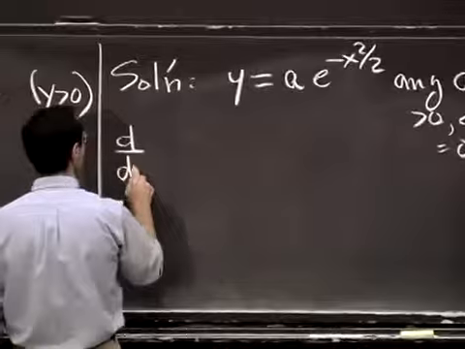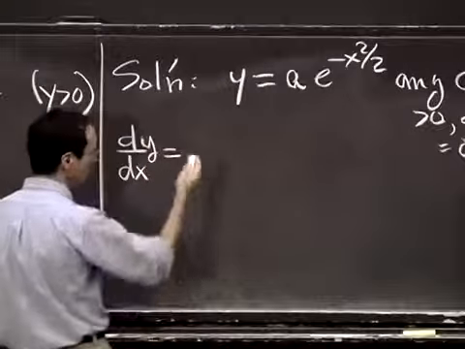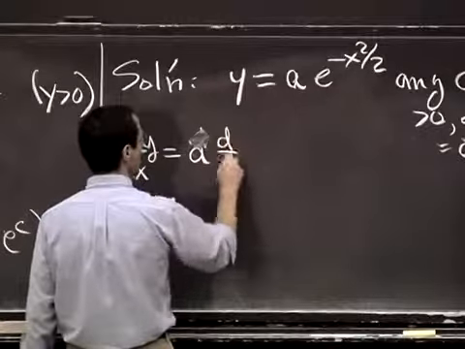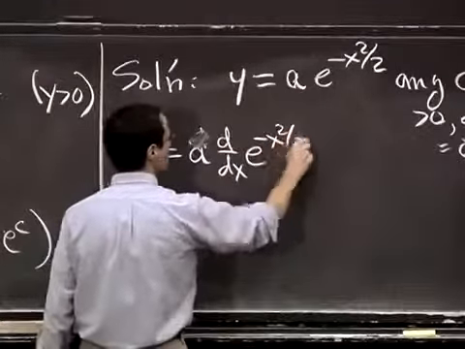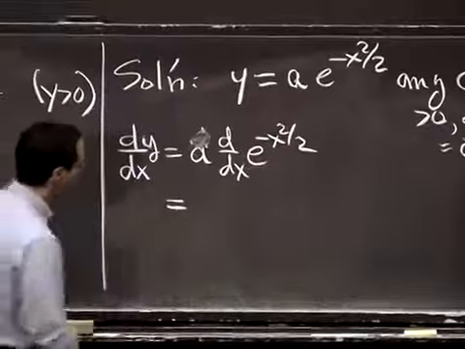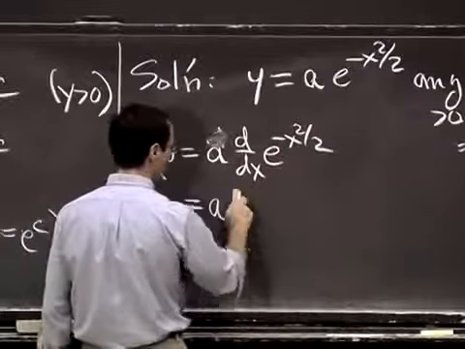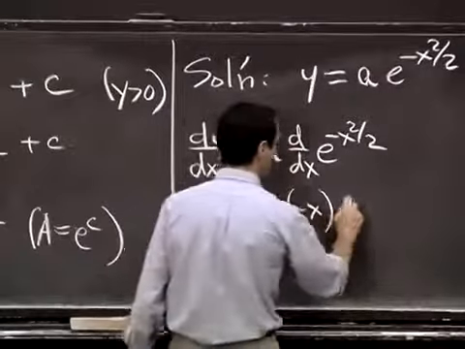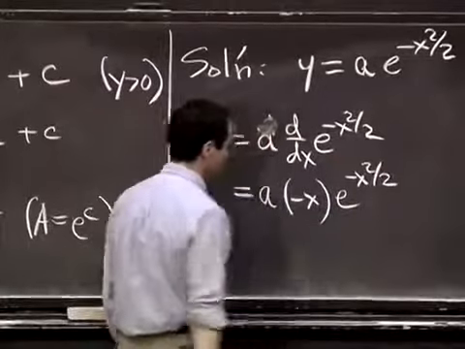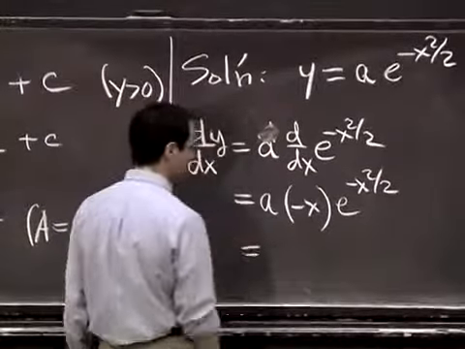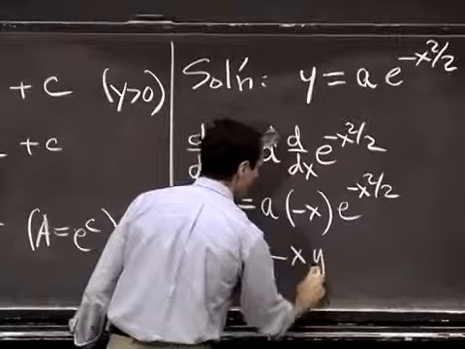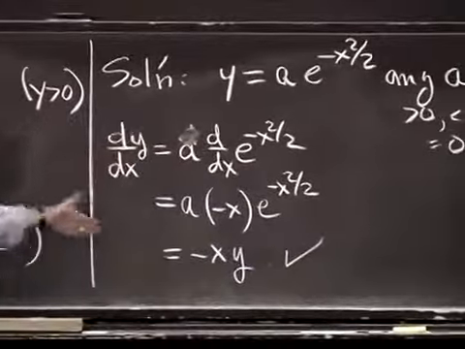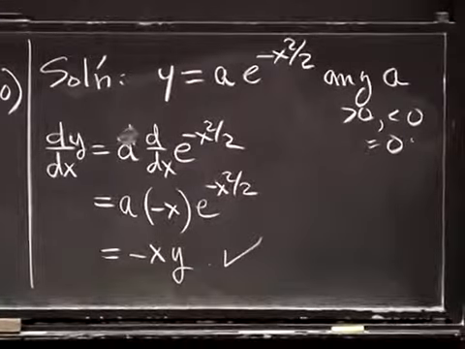If you take d by dx of y, that's going to be a times d by dx of e to the minus x squared over 2. And now by the chain rule, you can see that this is a times the factor minus x. That's the derivative of the exponent with respect to x times the exponential. And now you just rearrange that. That's minus x times y. All right, so it does check. These are solutions to the equation. The a didn't matter. It didn't matter whether it was positive or negative.